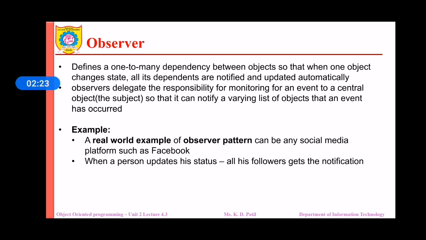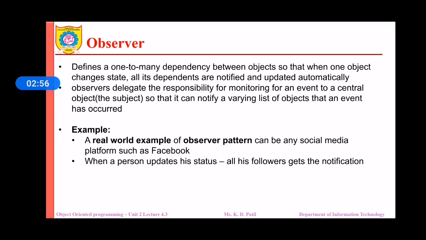Let us see the observer pattern. It defines a one-to-many dependency between objects so that when one object changes its state, all its dependent objects are notified and updated automatically. Observer delegates the responsibility for monitoring for an event to a central object so that it can notify a varying list of objects that an event has occurred.